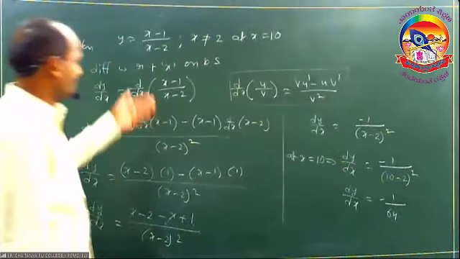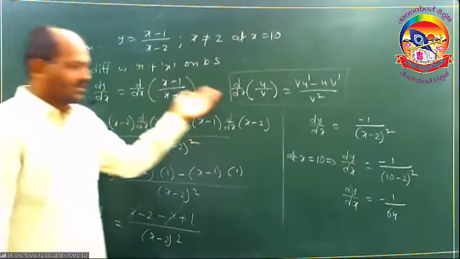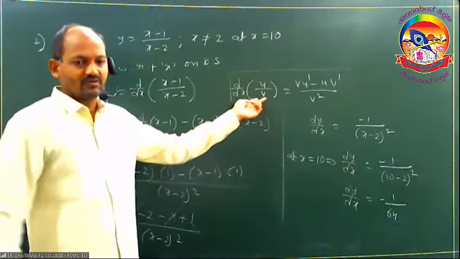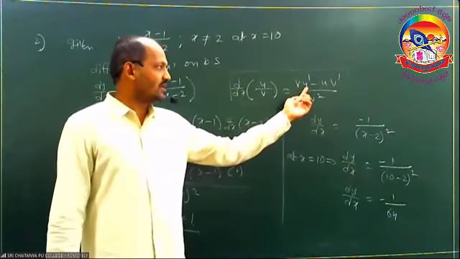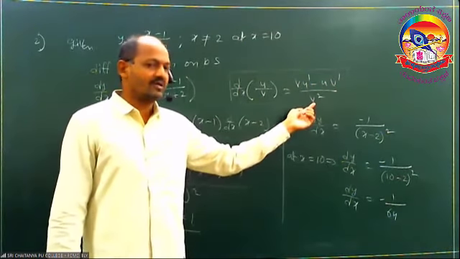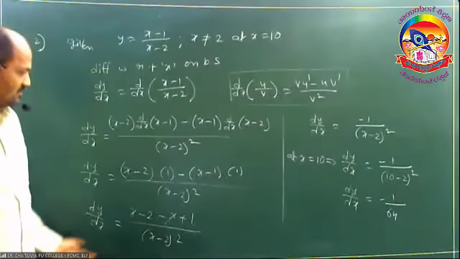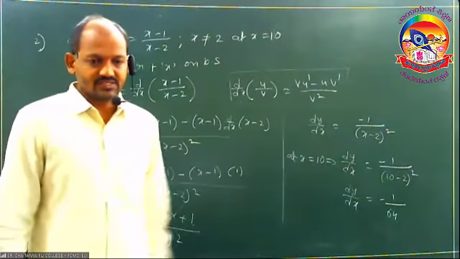Okay, it is clearly derivative of u by v. You know that already, the derivative of u by v formula, that is v u dash minus u v dash divided by v square. Apply that formula, we get minus 1 divided by 64.